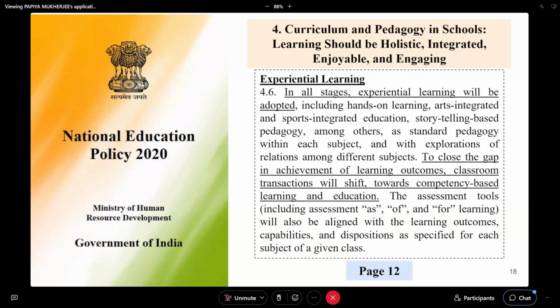Why are we talking about competency-based education? Because, again, this is taken from page 12 of the document on the National Education Policy: curriculum and pedagogy in schools have to be holistic, integrated, enjoyable, and engaging. For that, we have to include hands-on learning, art-integrated learning, and storytelling as standard pedagogies, because learning has to shift from rote memorization to competency-based education and learning.